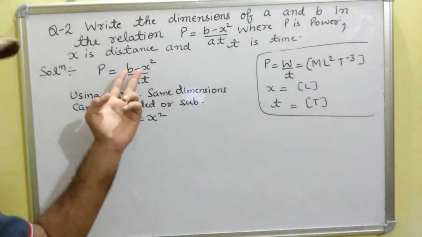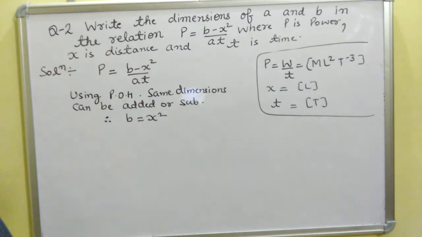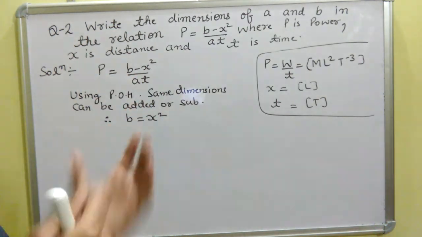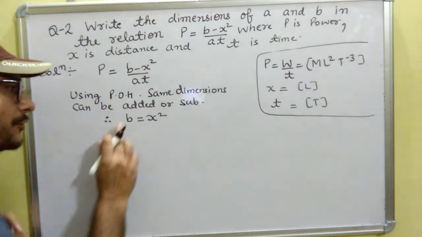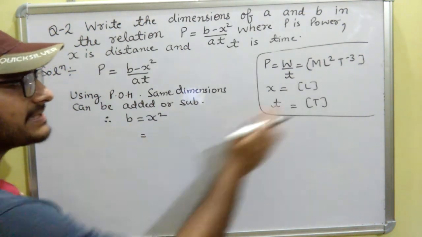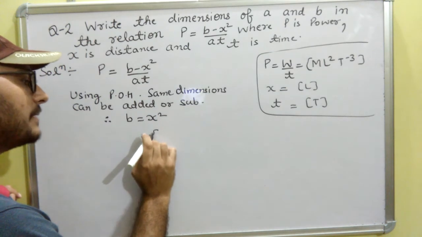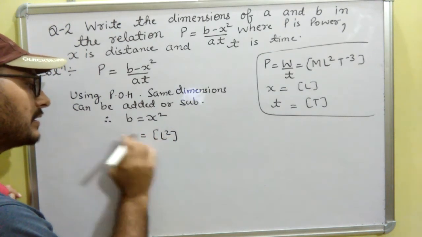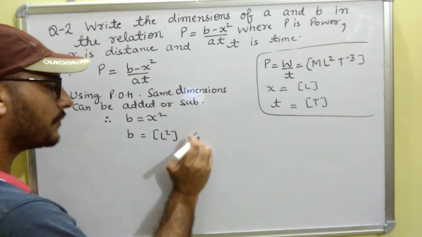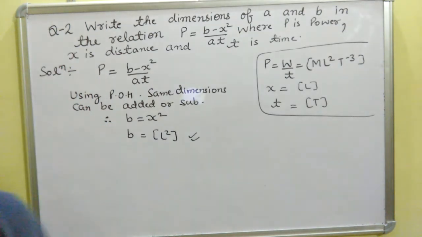So the dimension of both should be the same, both should be equal. That's why we are subtracting them from each other. The principle of homogeneity has already said that. So b should be equal to x square, and the dimension of x is L. So the x square dimension will be equal to L square. So the dimension formula for b will be equal to L square.